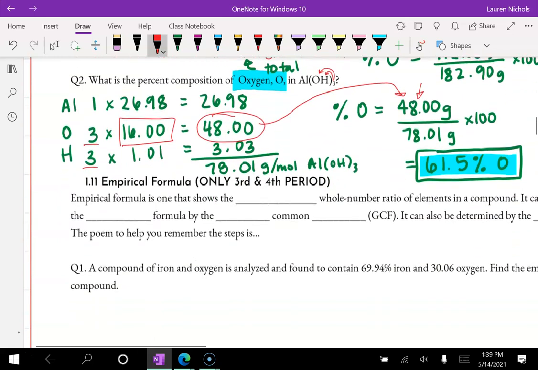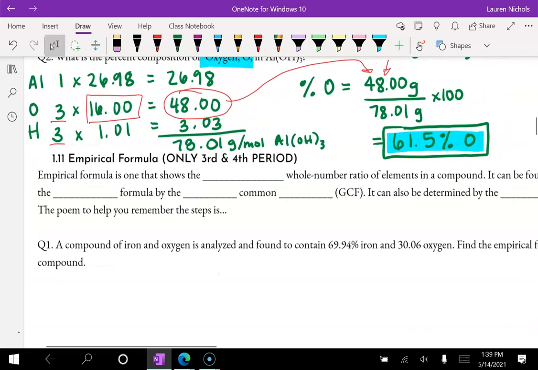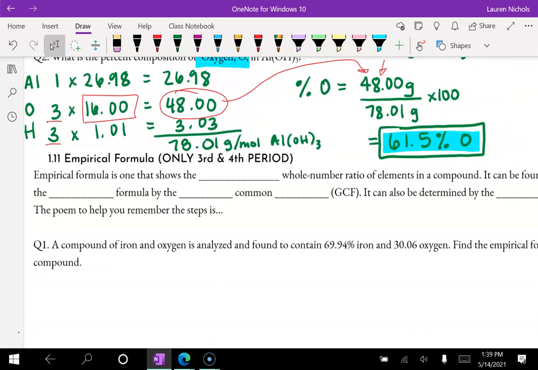Now, the 11th skill we learned is about empirical formula. When we talk about chemical formulas, we talk about the letters and symbols that represent the elements on the periodic table, or the elements that are the atoms that are reacting in our molecule.